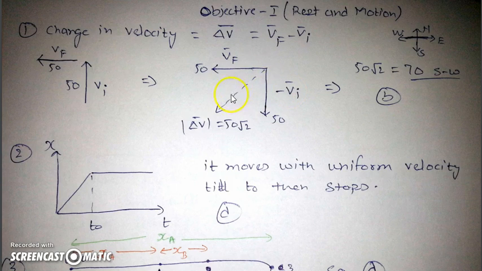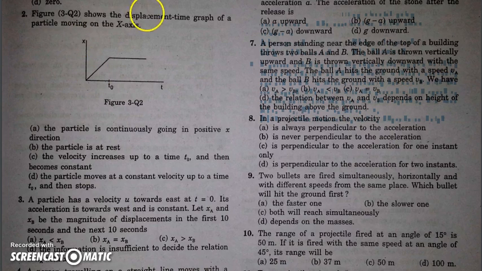So it will be 50 root 2. You must know how to resolve or take the resultant of two vectors. So we get 50 root 2, which is almost 70, towards the southwest direction. Question 2 is very easy. It is showing a graph of displacement versus time for a particle. You have to tell which of the following is correct.